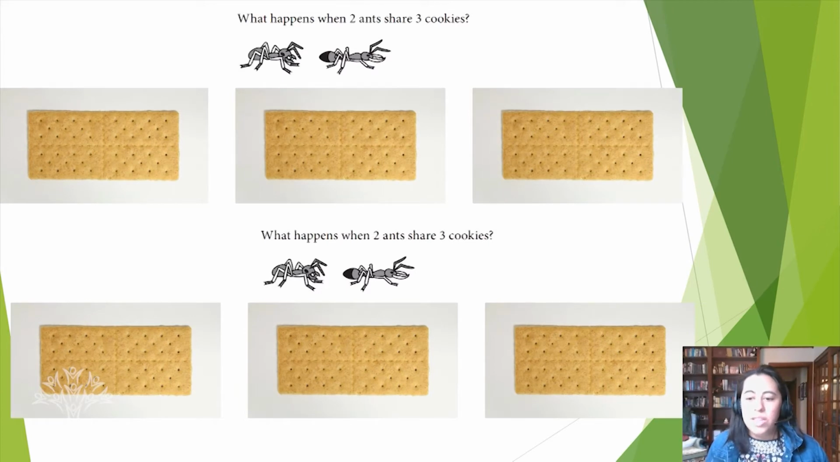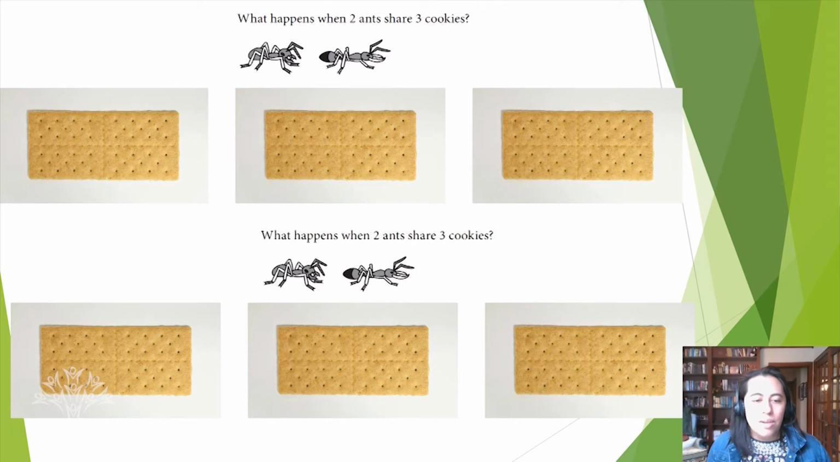So we know that there's one way to solve this problem by giving each ant one cookie and breaking the last cookie in half. I wonder if there's more than one way to solve this problem. If we could break the cookies up into thirds or into fourths and give each ant the same amount. What do you think? Now would be a good time to pause the video if you can and try some things out. If you can't, you can follow along with me while I draw.